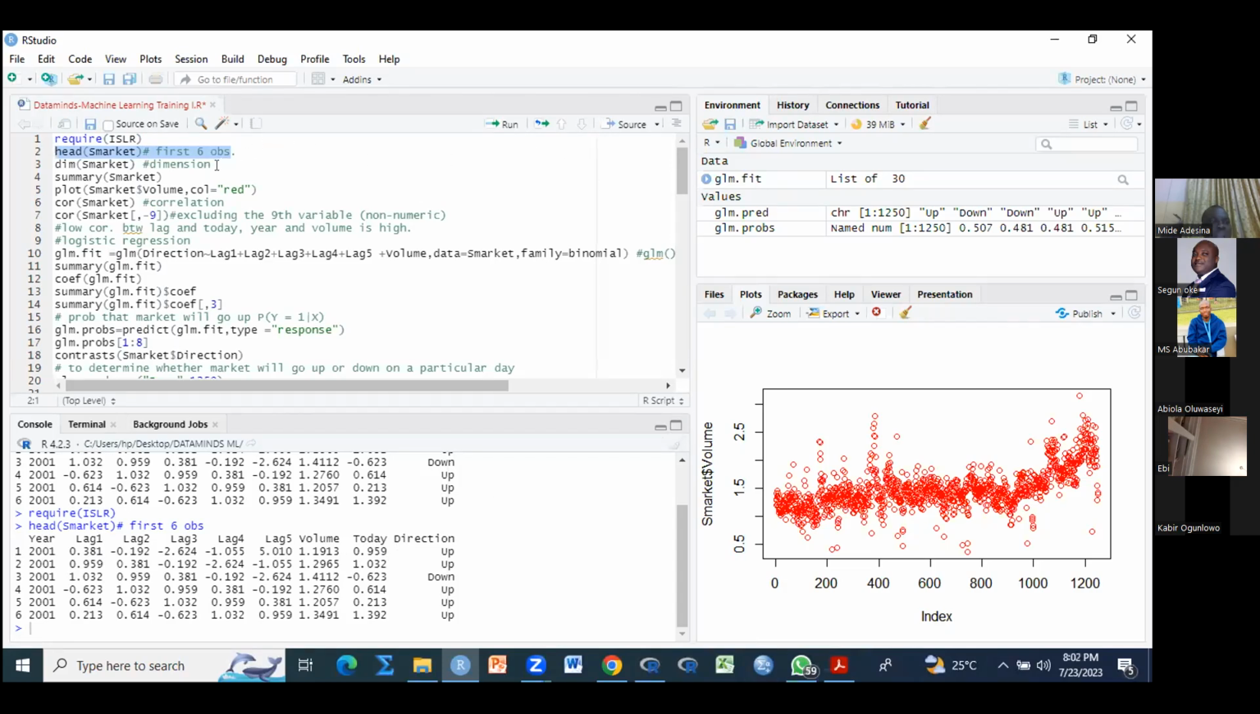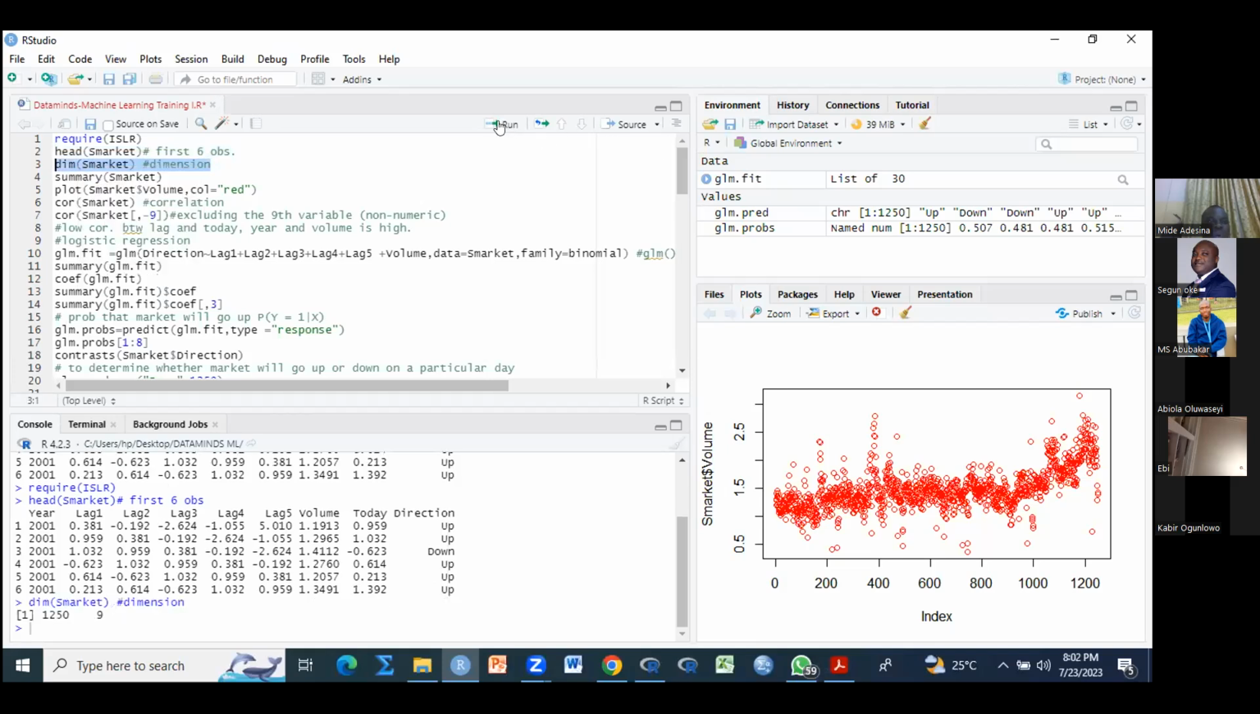Now, we want to look at the dimension, because if we are to produce all these 1250 rows, it might take the whole space. Let's look at the dimension so I can have an idea: it is 1250 with 9 variables. Okay. Then the summary.